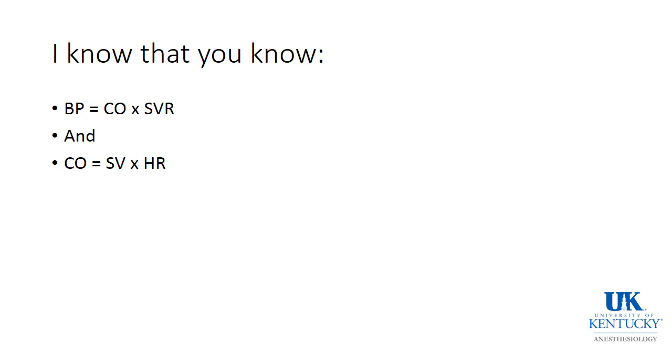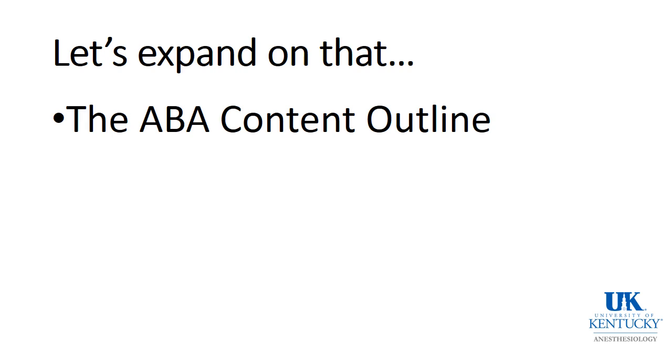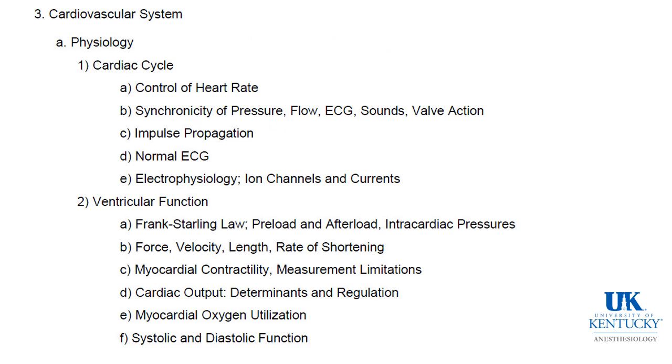I know that you are aware that blood pressure is a product of cardiac output and systemic vascular resistance, and that cardiac output is calculated by multiplying stroke volume and heart rate. Let's expand upon that. The ABA content outline is shown on this slide and will help in your self-study of these topics.